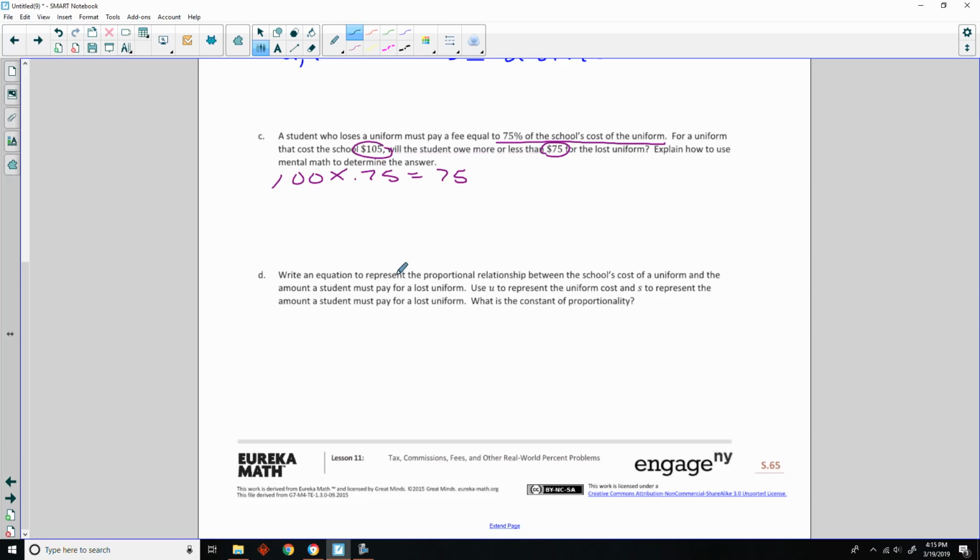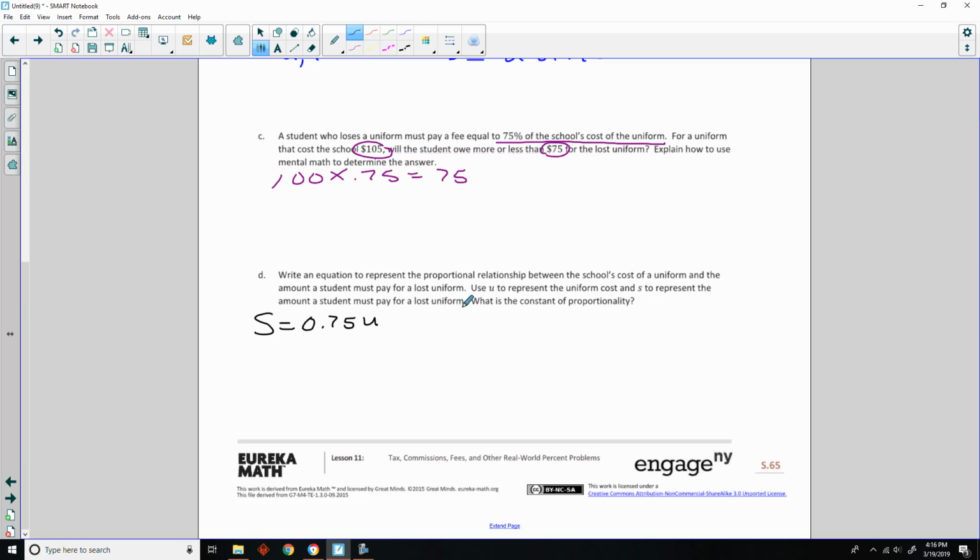D, write an equation to represent the proportional relationship between the school's cost of a uniform and the amount a student must pay for a lost uniform. Use U to represent the uniform cost and S to represent the amount a student must pay for a lost uniform. So we're trying to find S, and S equals 75% of a uniform, so it would be 0.75 times U.